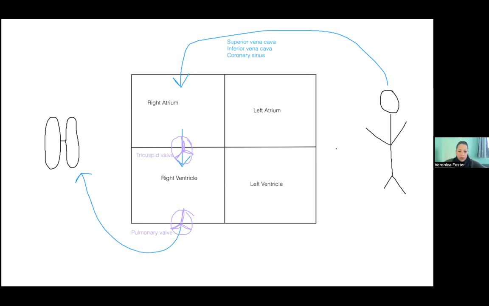Okay, so pulmonary arteries. So always remember that arteries are going away from the heart. Veins are coming back towards the heart. It has nothing to do with whether the blood is oxygenated or deoxygenated, because here is an example where we have arteries that are carrying deoxygenated blood because it's in pulmonary circulation.